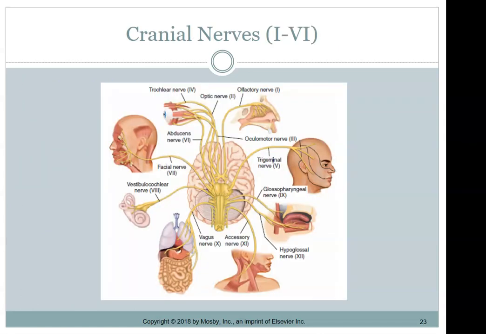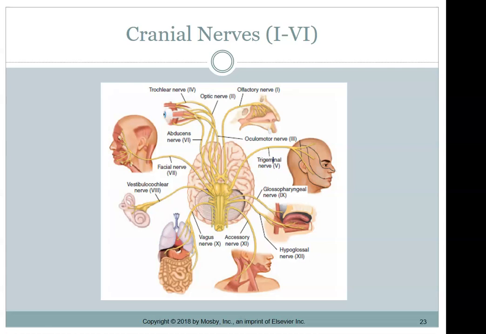The cranial nerves. Your cranial nerves are named by both their number, written in Roman numerals, and by their function or distribution. Cranial nerve 1 is the olfactory nerve. It originates in the olfactory epithelium and carries the information from the olfactory bulb to the brain to allow us the sense of smell. The cranial nerve 2 is the optic nerve.